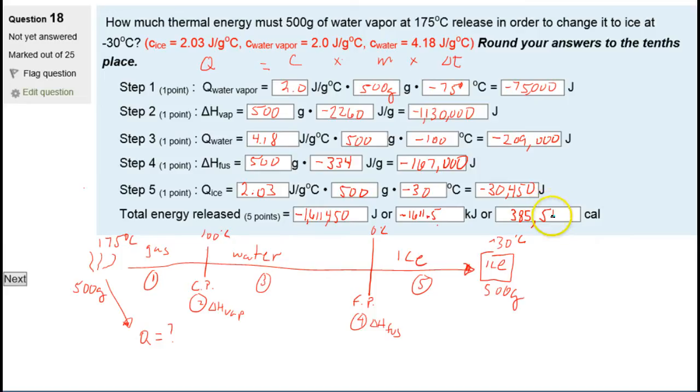514.4. Don't forget your negative, and there you go. So how much thermal energy must this water vapor release in order to convert it all the way to ice at negative 30 degrees? It needs to release this many joules, this many kilojoules, or this many calories. Let's take a look at the next one.